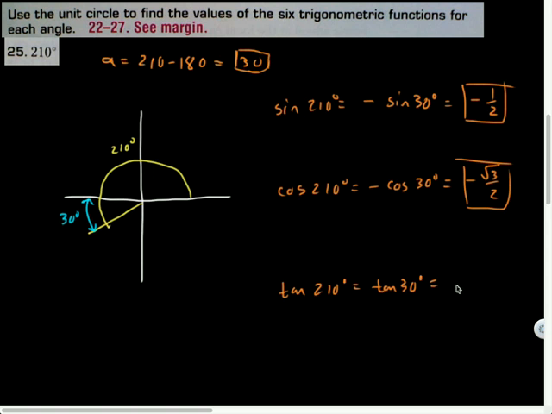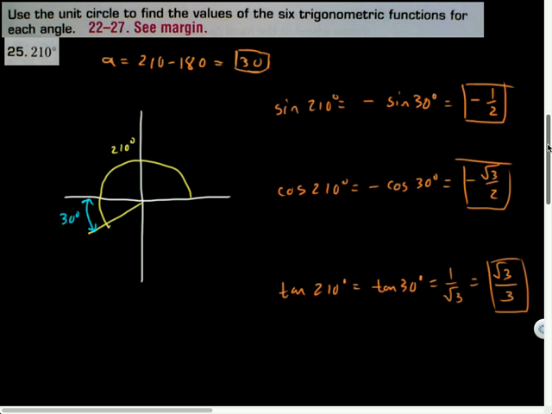Positive tan 30, and I would put down my 30-degree finger and do the square root of the fingers to the left divided by the square root of the fingers to the right. That's just going to be 1 over the square root of 3, I believe, right? Or square root of 1 over the square root of 3. And that's the same as the square root of 3 over 3.